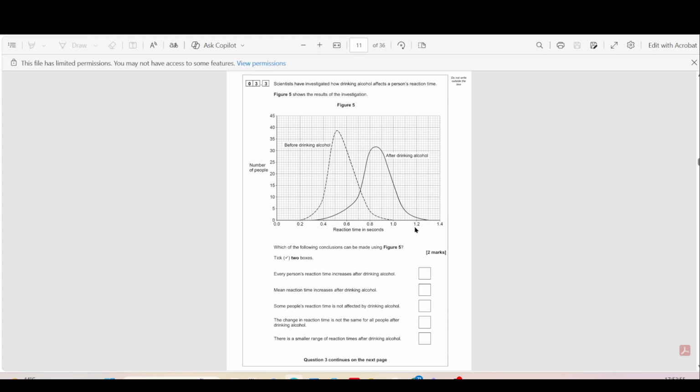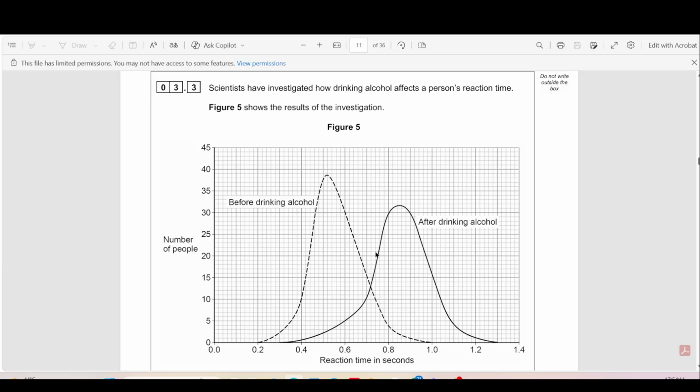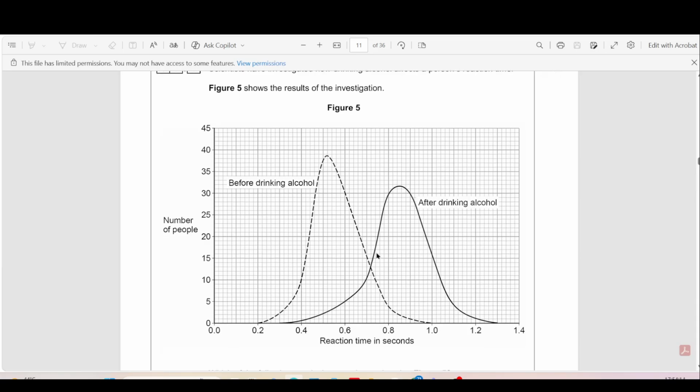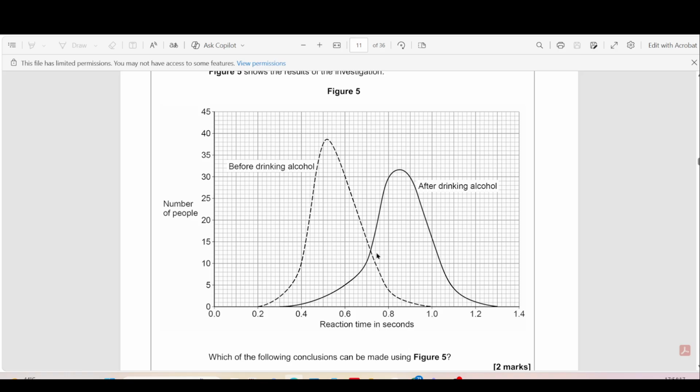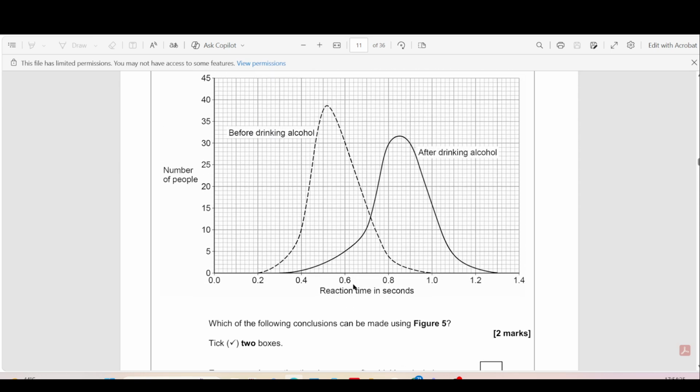Scientists have investigated how drinking alcohol affects a person's reaction time. Figure 5 shows the results of the investigation. Which of the following conclusions can be made about Figure 5? Before drinking alcohol, 1 second. Every person's reaction time. Mean reaction time increases after drinking alcohol.